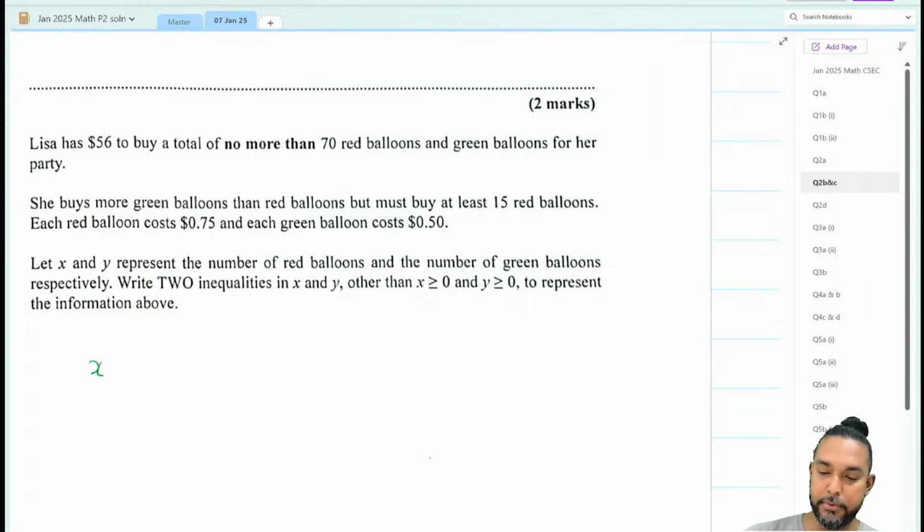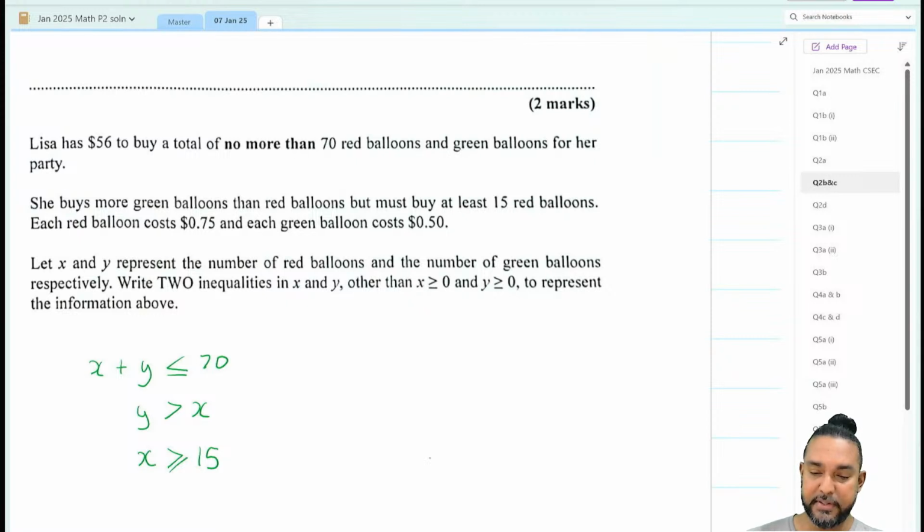X is the red balloons, and Y is the green balloons. So X plus Y must be less than or equal to 70, right? Okay, cool. She buys more green balloons than red balloons. So therefore Y must be greater than X. Green must be greater than red. She must buy at least 15 red balloons. Red is X, right? At least 15. So X must be greater than or equal to 15.